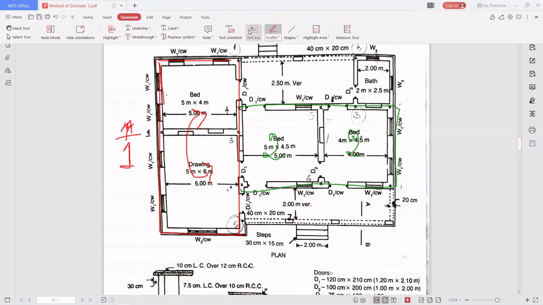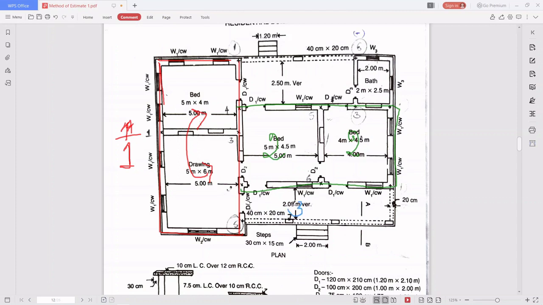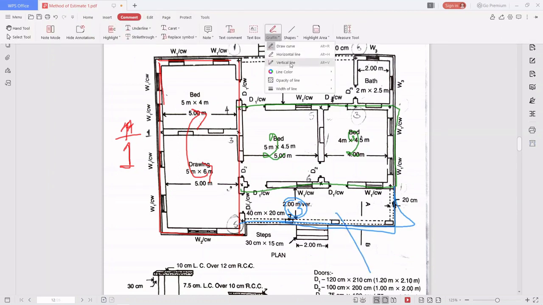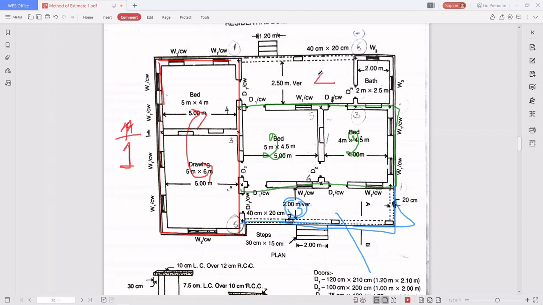Next, I'll take this one as the third, the front veranda. Then I'll take this one as the fourth, the back veranda, including the bath. So I divided the whole residential building into four parts: drawing plus bedroom, two right side bedrooms, front veranda, and back veranda including the bath.